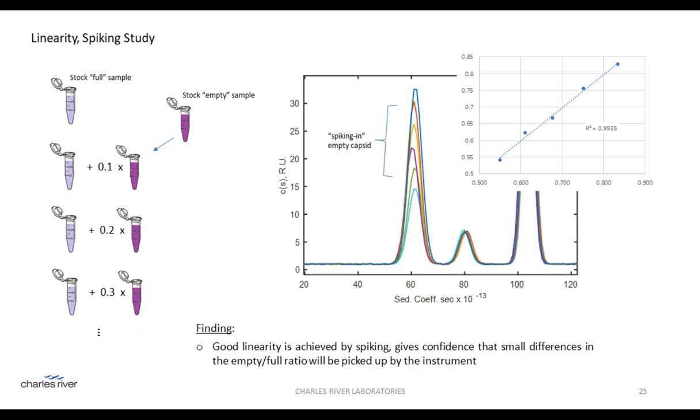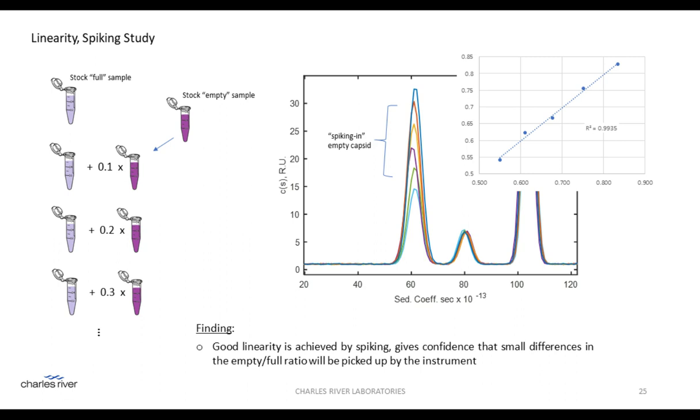Another parameter that we've evaluated in our quest to determine if AUC can meet validation standards is linearity, which I'll cover here. We've actually evaluated the linear response of AUC in two different ways. First is by the means I show in this slide, where we have run AUC on a series of samples. We've created the series by starting with the so-called full capsid stock, as shown in the lighter purple color on the left-hand side. We've used that as a baseline, and then titrated in known amounts of another stock, which is enriched in empty capsid. That's the darker purple color on the right-hand side of the schematic.